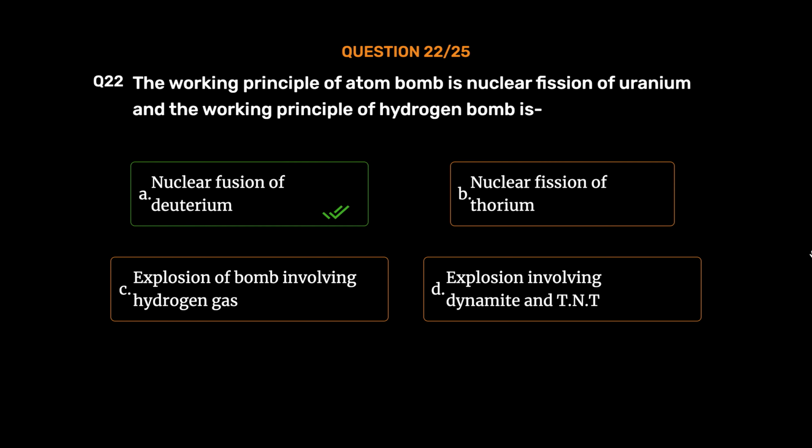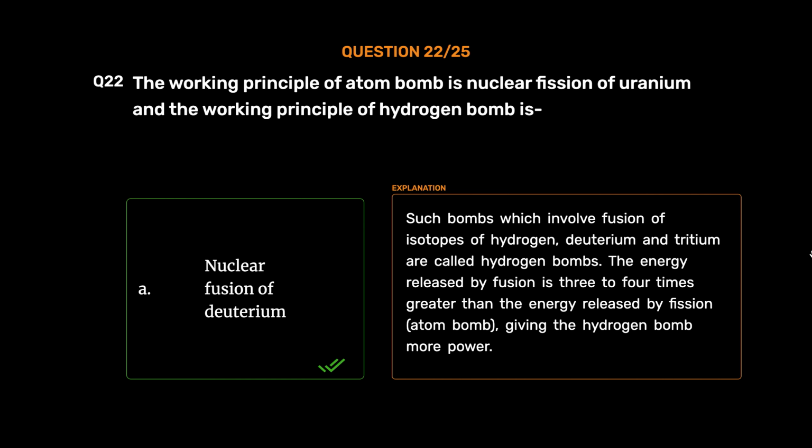Nuclear fusion of deuterium. Such bombs which involve fusion of isotopes of hydrogen, deuterium and tritium are called hydrogen bombs. The energy released by fusion is 3 to 4 times greater than the energy released by fission, atom bomb, giving the hydrogen bomb more power.